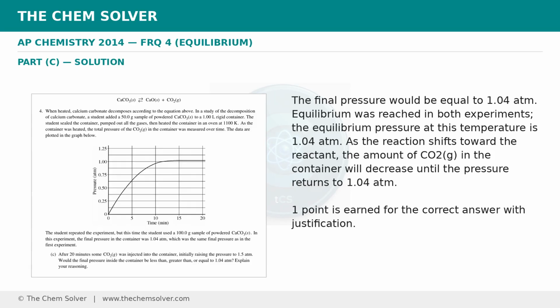Equilibrium was reached in both experiments. The equilibrium pressure at this temperature is 1.04 atmospheres. As the reaction shifts toward the reactant, the amount of CO2 in the container will decrease until the pressure returns to 1.04 atmospheres. 1 point is earned for the correct answer with justification.